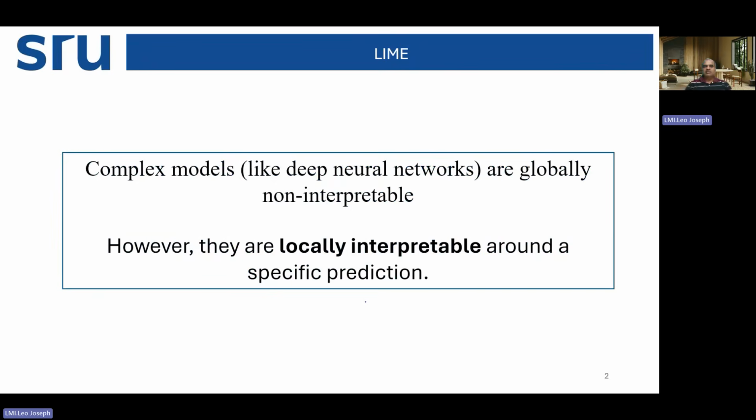These complex models are globally non-interpretable. That is, we cannot say that on average this model is working like this. That is very unfortunate. But we can take only one instance, work it out, and tell that certain predictions are going on like this. We cannot understand the entire model, but we can take a single instance and explain. That approach is called the LIME approach. Locally, it will take one instance and explain it in a very elaborate manner. That is called the LIME model.